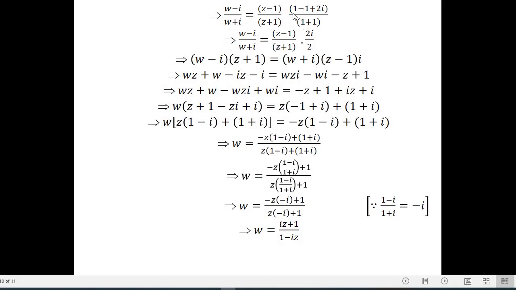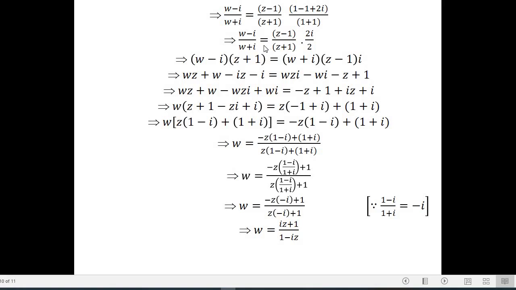So in the numerator, +1 -1 get cancel, we get 2i. In denominator, 1 + 1 is 2. Both numerator and denominator 2 cancel, what do we get? i. So always remember 1 + i divided by 1 - i is what? i. You can directly write it here.